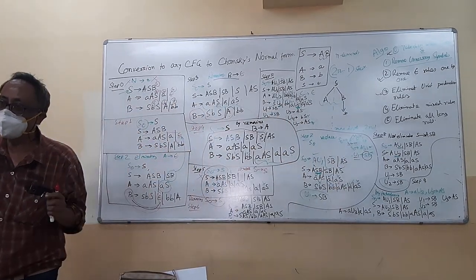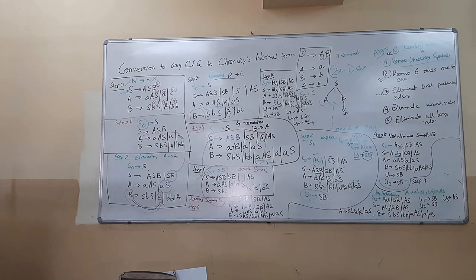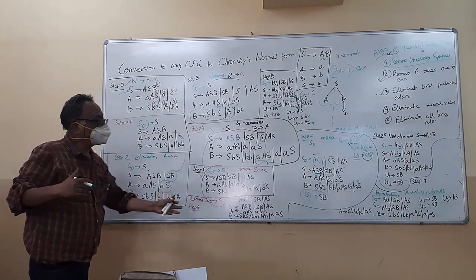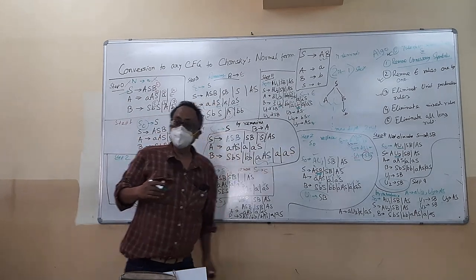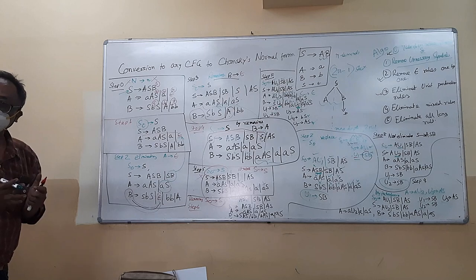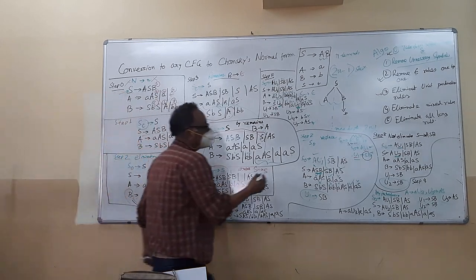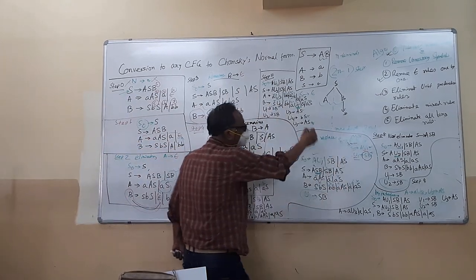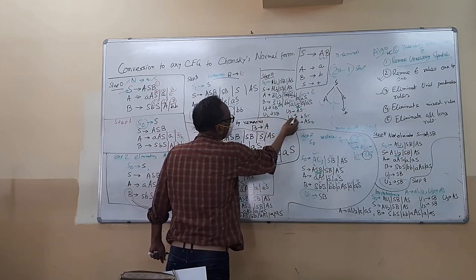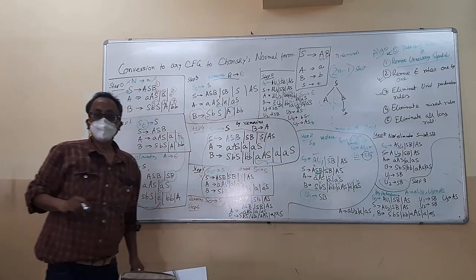Why am I taking the new variable? This does not add to the complexity. The number of variables increases, but you gain something simplified. And computer processes can handle Chomsky's normal form very well. Not this. This is not. So we will see subsequent steps we are introducing here. Good question. Any question?